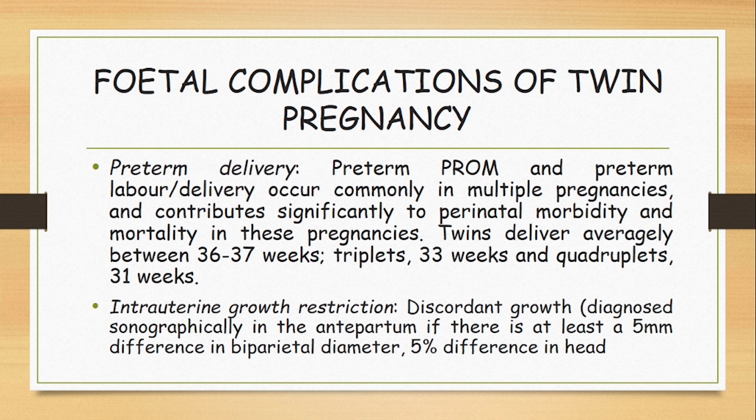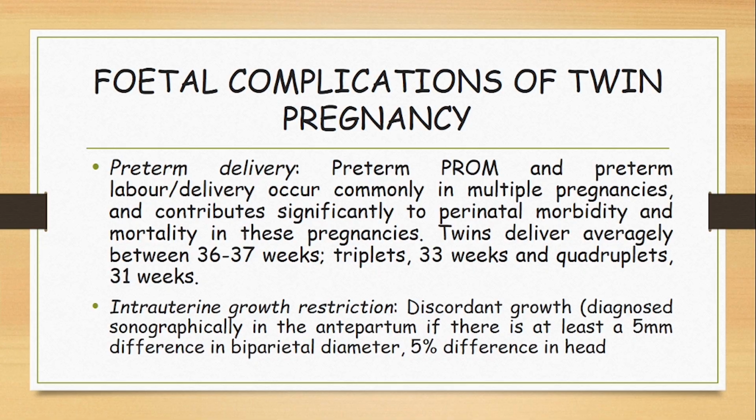Because of the overdistension of the uterus, preterm delivery can occur, as can preterm premature rupture of membranes or preterm labor. They occur more frequently in multiple pregnancies, and they contribute significantly to perinatal morbidity and mortality. Twins deliver on average between 36 to 37 weeks, triplets at about 33 weeks, and quadruplets usually at about 31 weeks. This is a result of the overdistension of the uterus.